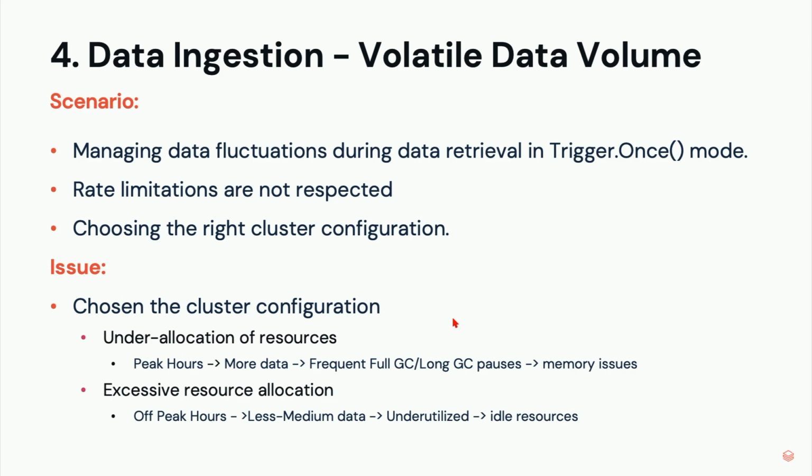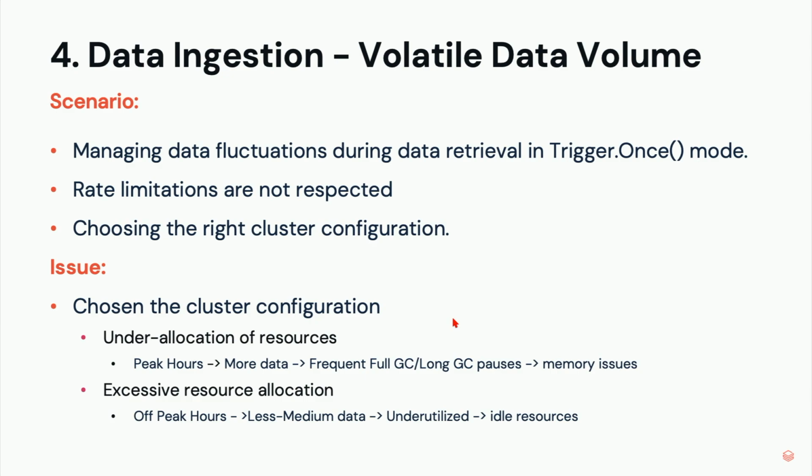Now, when there is volatility in the data, what will happen? With trigger.once, rate limitations are not considered. So when there is volatility, how do we choose the right cluster configuration? That's a little difficult, right? If volatility is only little, that's okay. If there is too much volatility, then it's really a big problem.